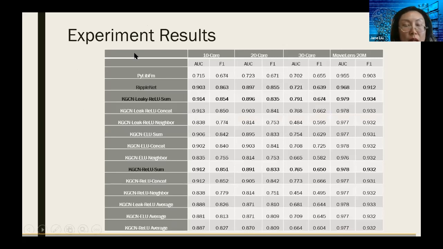When we look at the experiment results, this is the one with KG-free. There is no knowledge graph into consideration. It only considers the user and the item. RippleNet considers the KG, but it is not KGCN, so it does not consider a convolutional neural network. For KGCN, we considered different types of aggregators, the sum, the concatenation, and the neighbor, for each of these nonlinear functions. This is the KGCN with ReLU, Leaky ReLU, and this one is for ELU. And this is basically the original KGCN with the ReLU.